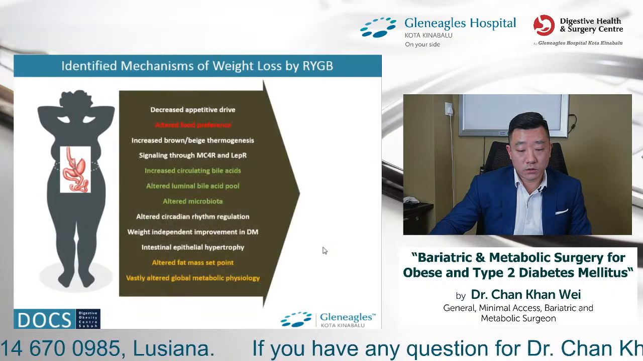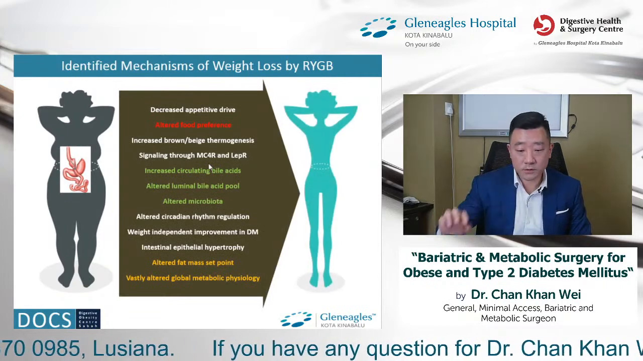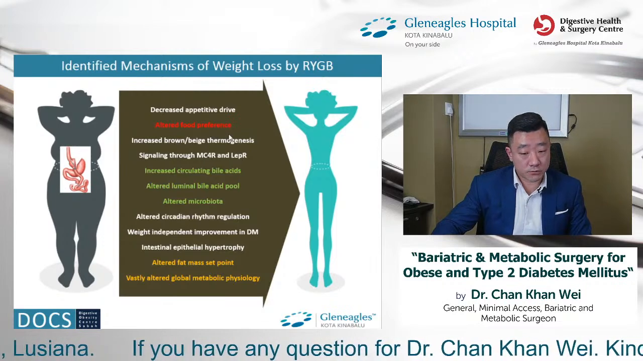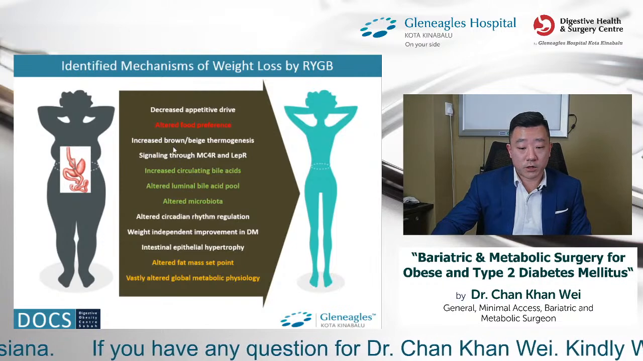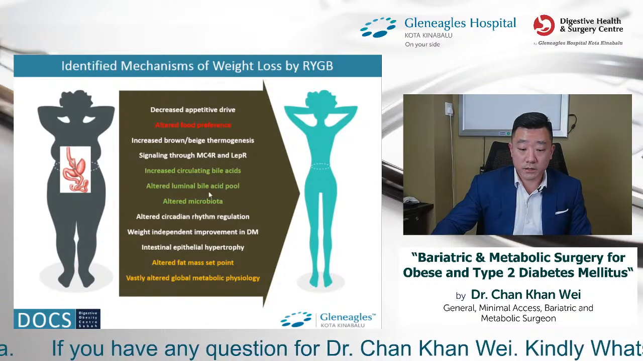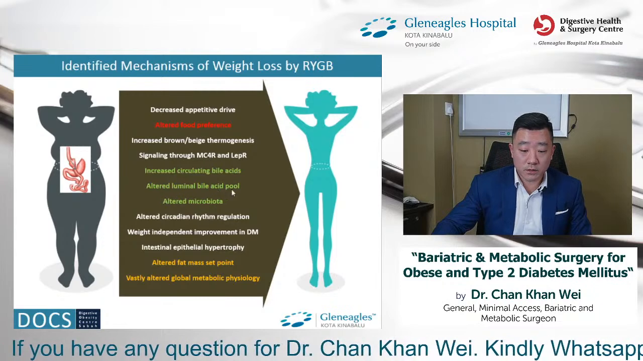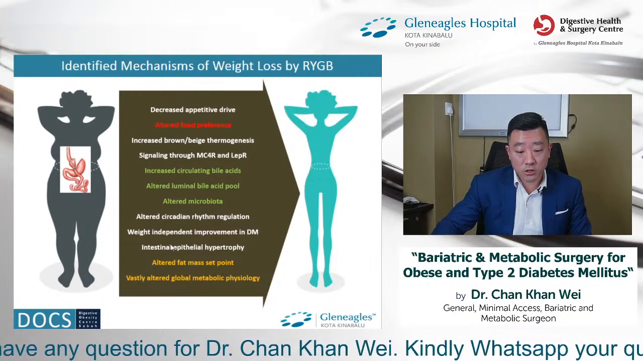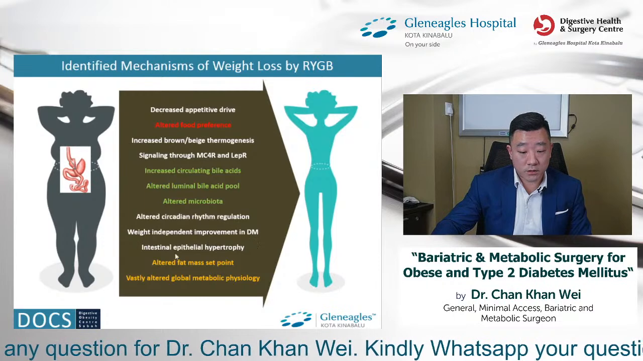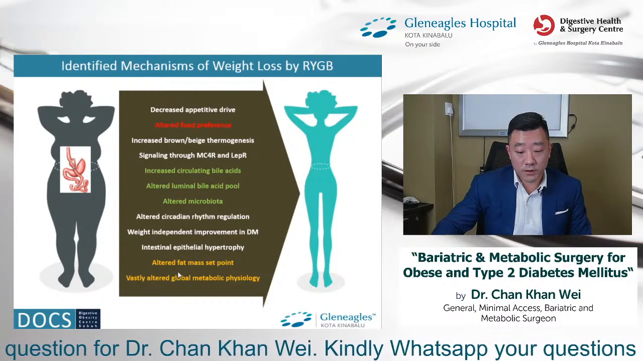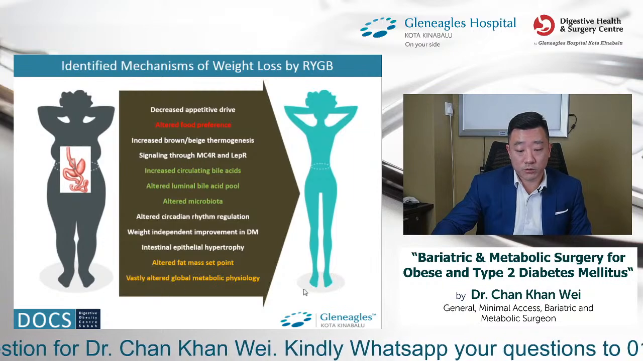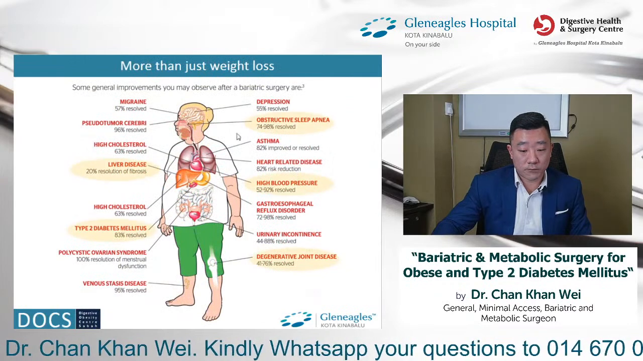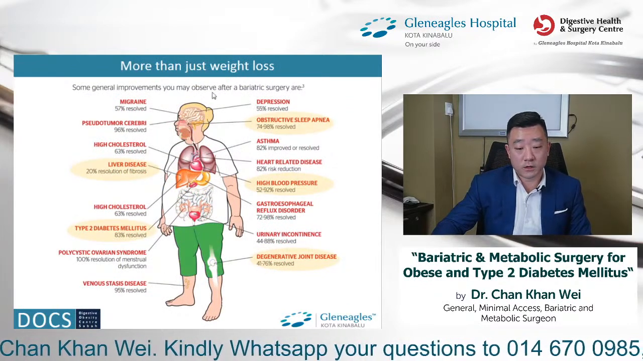So the mechanism of weight loss is complex. A lot of postulation has been done to find out why, from decreased appetite drive to altered food preference. There can be change of smell and taste, increased brown beige thermogenesis, increased circulating bile acids, altering luminal bile acid pool, altered microbiota, altered circadian rhythm regulation, which is weight independent of improvement of diabetes, intestinal epithelial hypertrophy, altered fat mass set point, and vastly altered global metabolic physiology. So all of these effects will change not only the physics, the hormonal, but also the physiology of obese patients.